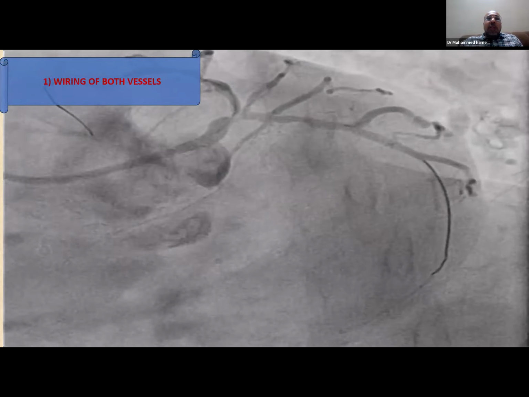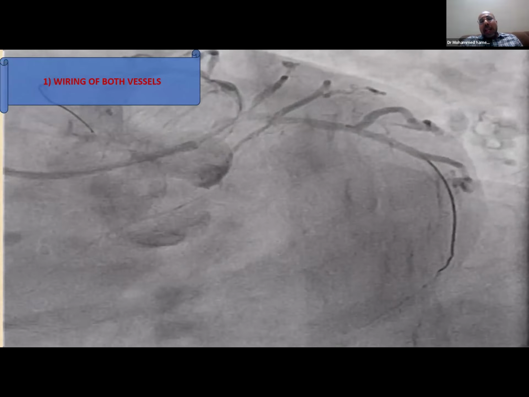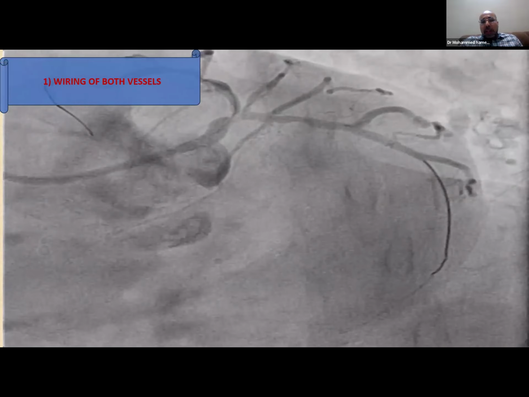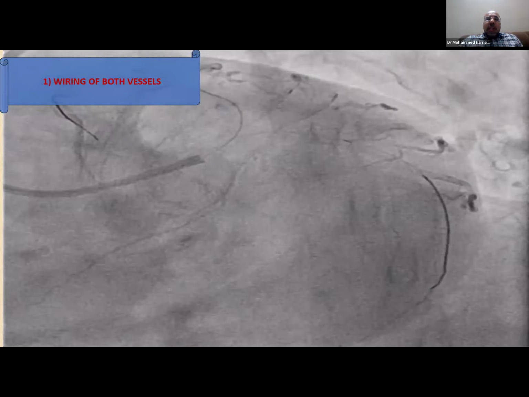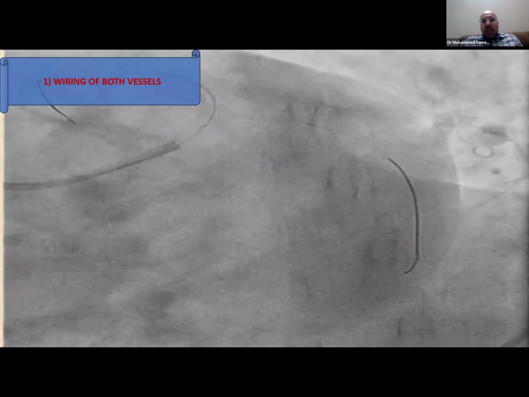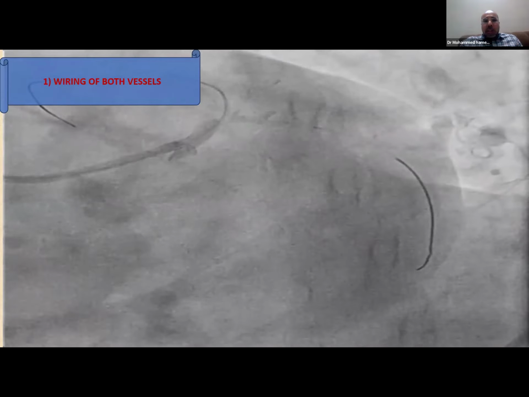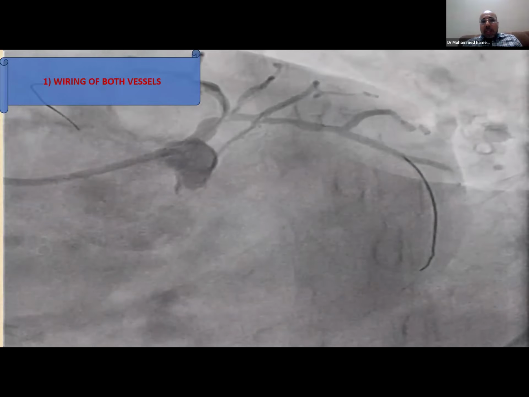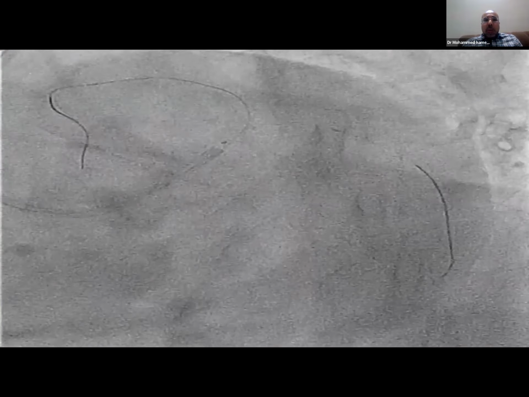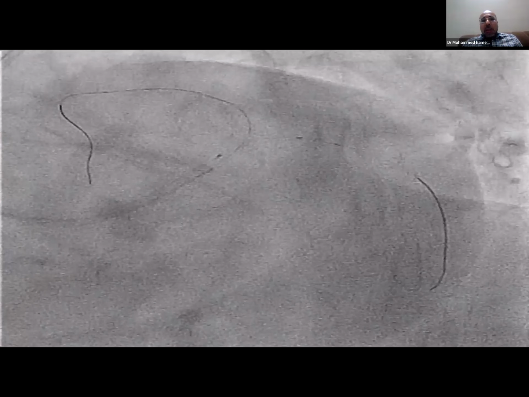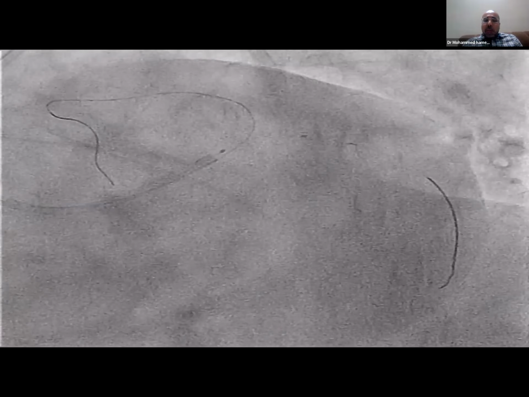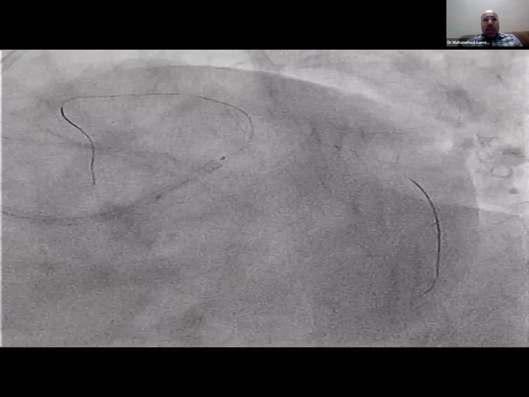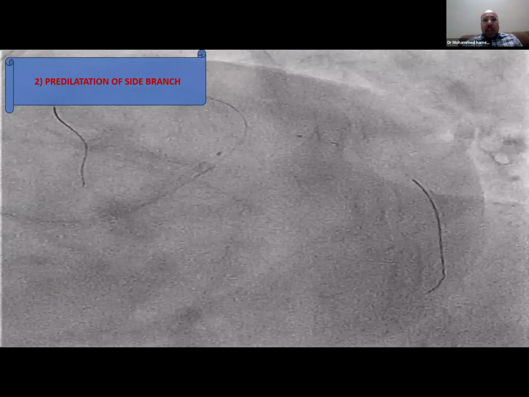Now we proceeded and we decided to do a DK crush technique for this left main, LAD, LCX lesions. And let's summarize the steps of this long, complex procedure, but thanks to Allah, it went easily. First of all, the first step to do this DK crush technique is to wire both vessels. Then to do a predilation of the main and side branch according to what's needed. Here we decided to predilate the more tight distal left main with the ostium of LCX with balloon. This is the second step, ballooning of the side branch.